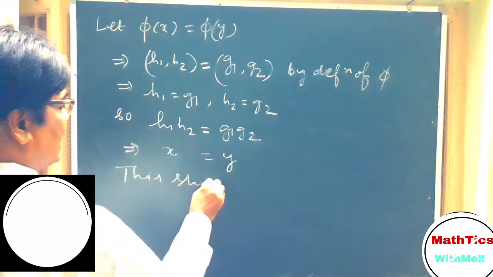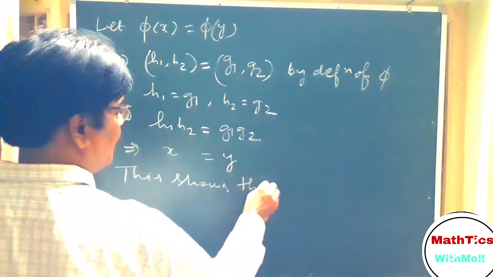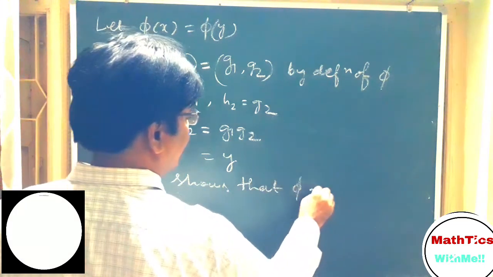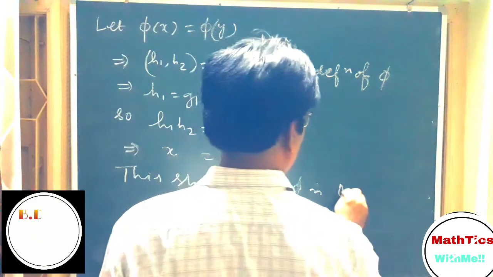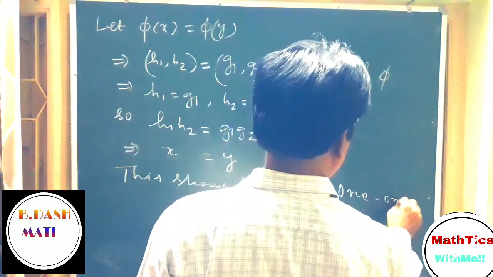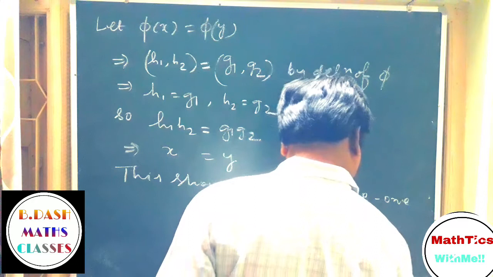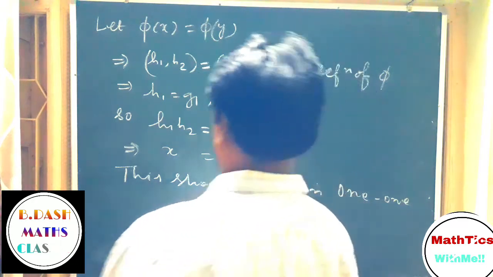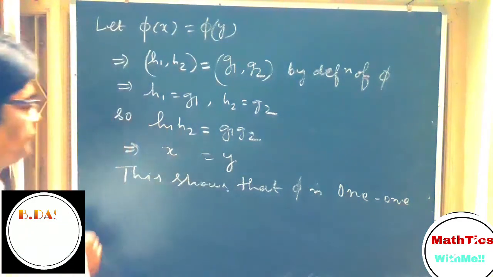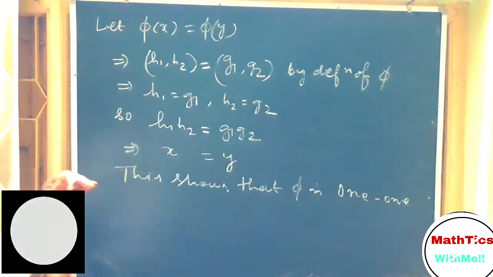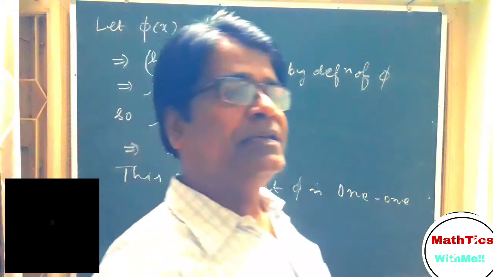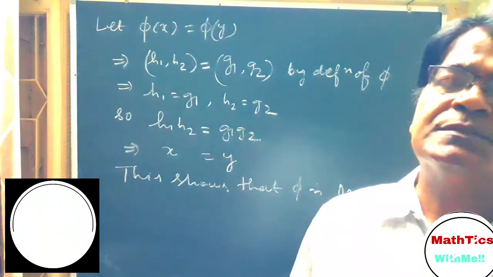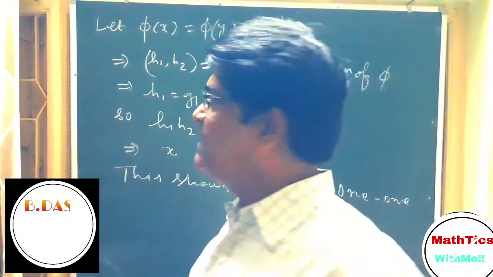This shows that phi is 1-1. So the function phi is 1-1. Now let us prove the function phi is onto.